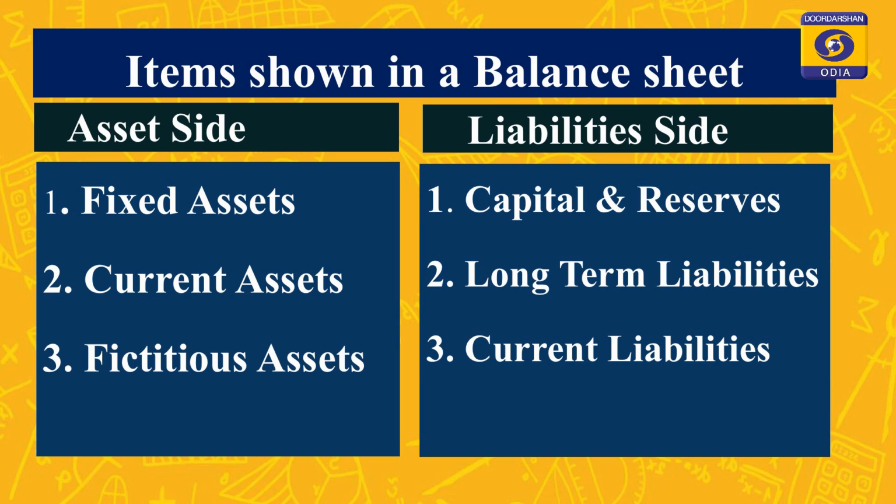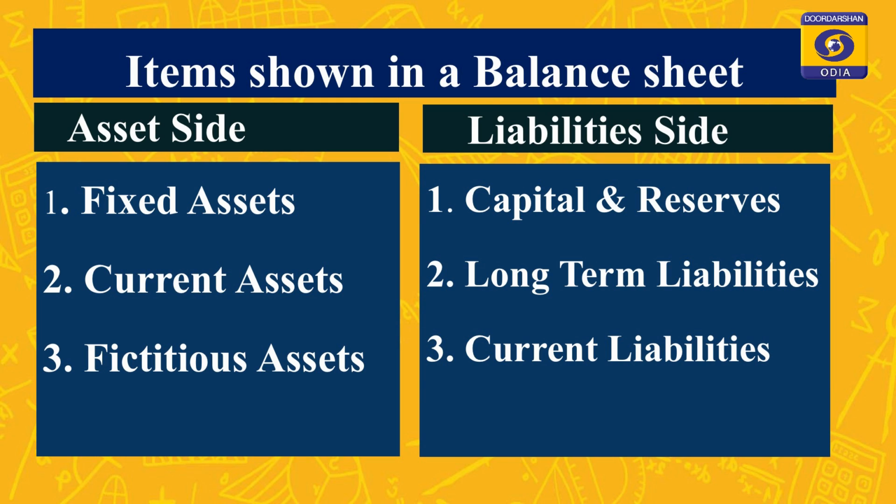Now coming to the liability side. Under the liability side, the first head that will appear is capital. As I already told you, capital is the amount of money invested by the proprietor in the business. So to capital we add the net profit that is brought from the profit and loss account, and from that total we deduct the drawings, and that will give us the capital.